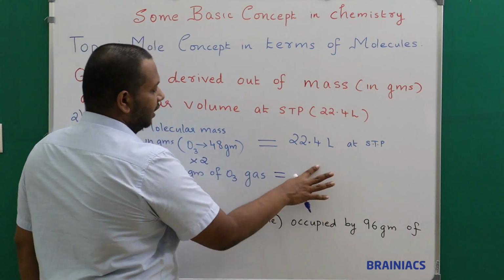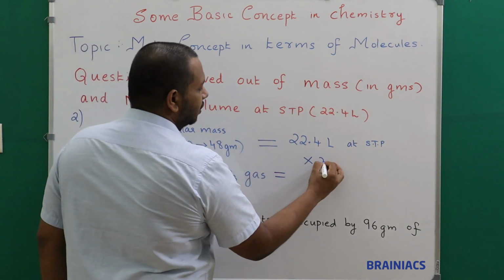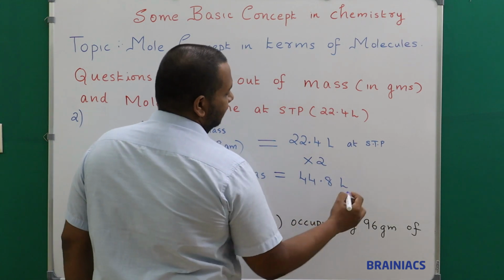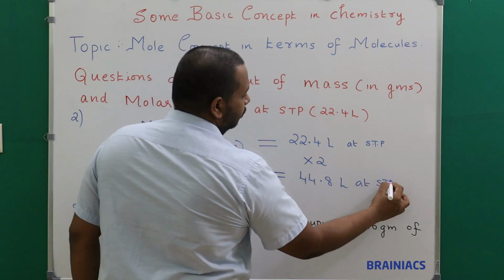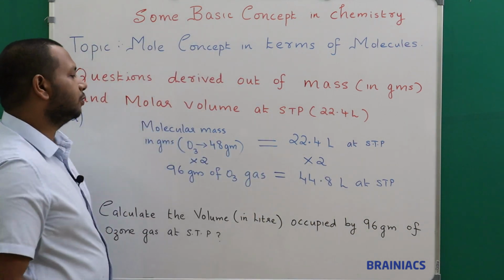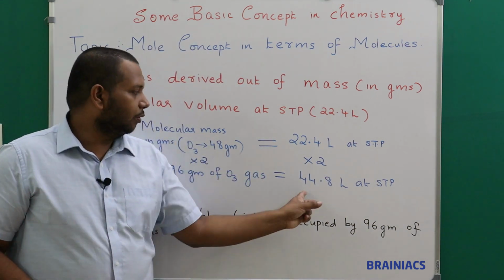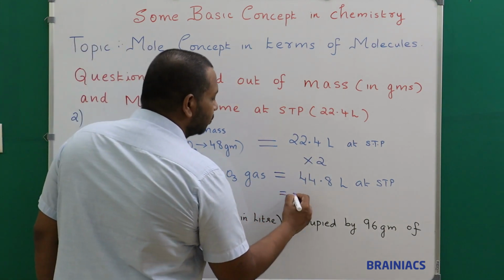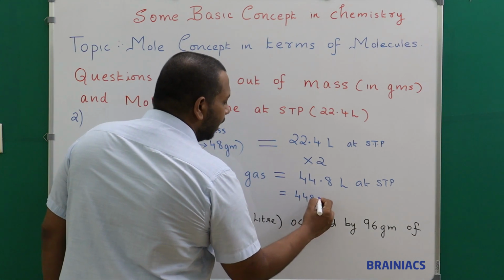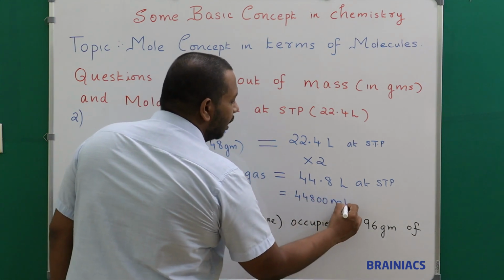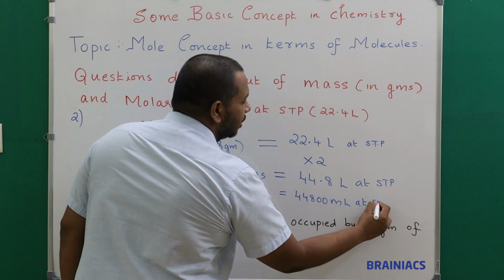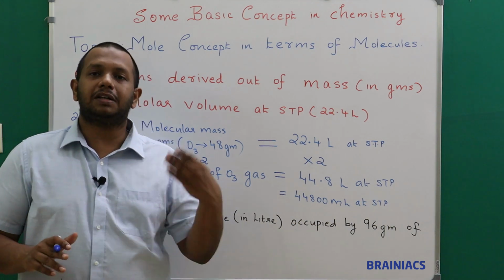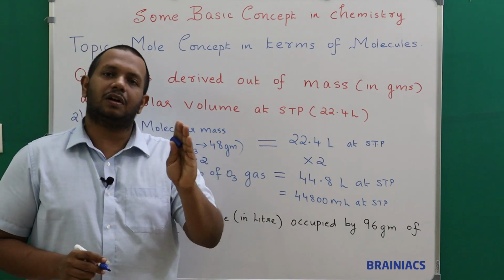So if you are doing it on the LHS, do the same thing on the RHS. So this will become 44.8 liter at STP. So now I can say 96 gram of ozone gas will occupy a volume of 44.8 liter at STP, or sometimes they will give in milliliter. In that case, what will be the answer? 44800 ml at STP. Okay, that is also correct, because the answer in liter is converted to ml by multiplying by 1000, because 1 liter is 1000 ml.